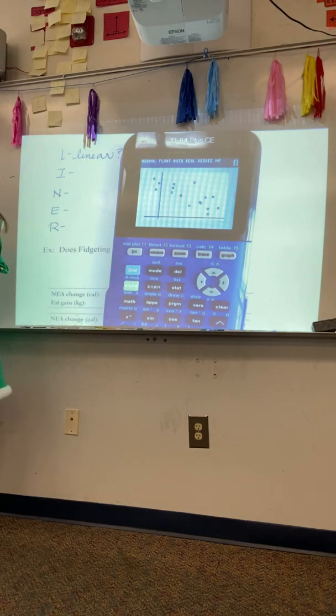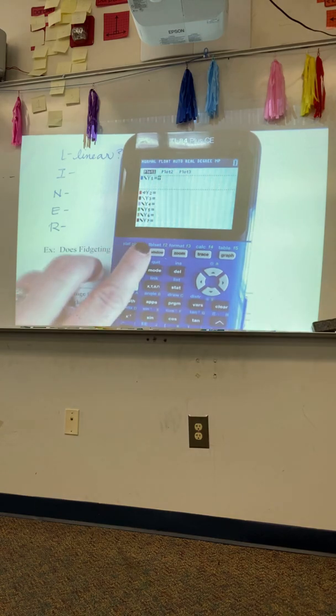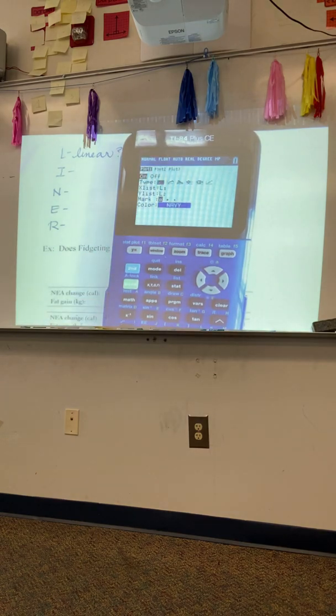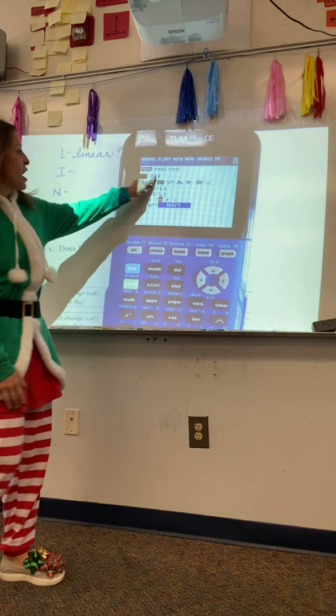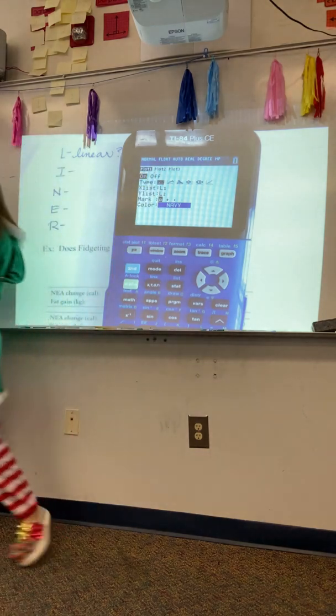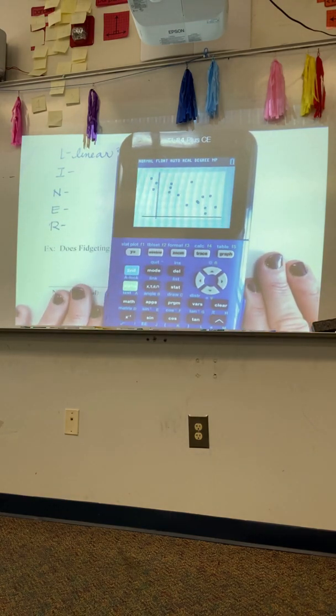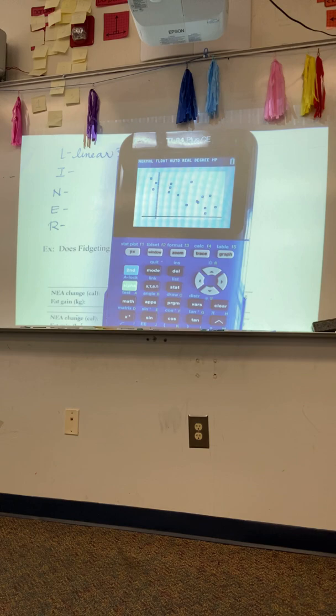Did y'all get that? No? Wait, what? That's what I got. All right, so we're on a scatter plot, L1, L2. Yes? Okay, now zoom 9. And tell me if yours looks something like this now. No? Not at all? Let me come check. Did you just do that first row?